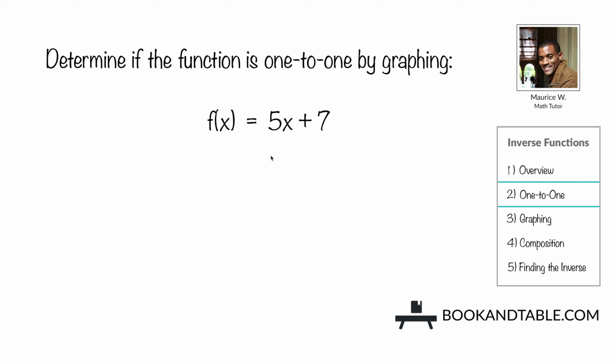Determine if the function is 1 to 1 by graphing. And we're given f of x is equal to 5x plus 7. So we want to graph f of x and then use the horizontal line test to determine if it is 1 to 1, and thus if the inverse function exists.